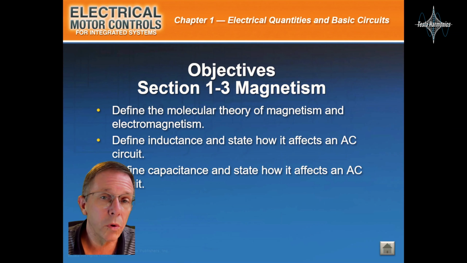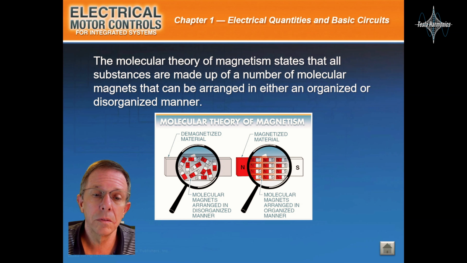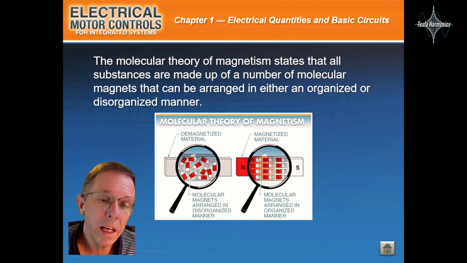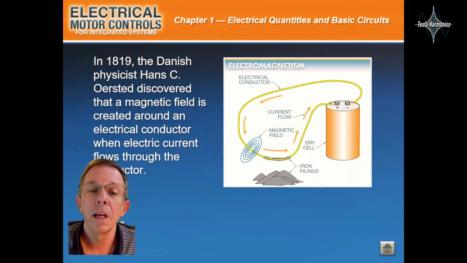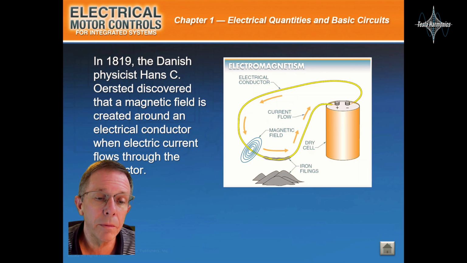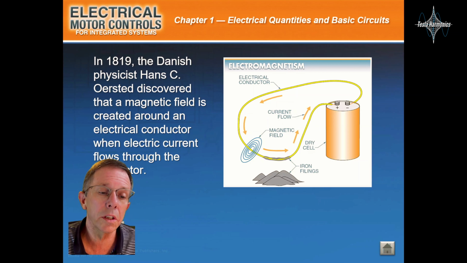This will be section 1.3, magnetism. The molecular theory of magnetism states that all substances are made up of a number of molecular magnets, which can be arranged in either an organized or disorganized manner. In 1819, the Danish physicist Hans C. Ørsted discovered that a magnetic field is created around an electrical conductor when electrical current flows through the conductor.